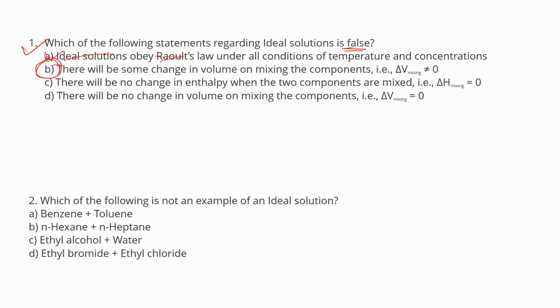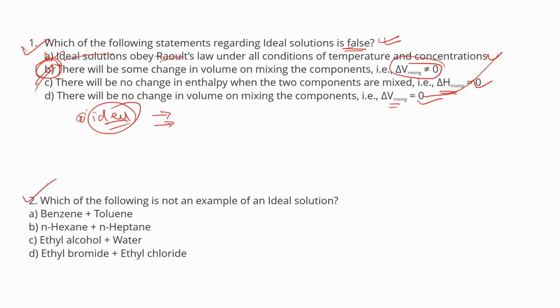Why am I saying that? When we describe the ideal solution, there are some criteria. First, it should obey Raoult's law. Second, the volume of mixing will be 0, and the enthalpy of mixing will also be 0. So these are the criteria, and the option claiming a volume change is the false one, because they are asking for the false option. So for the first MCQ, the answer will be B.